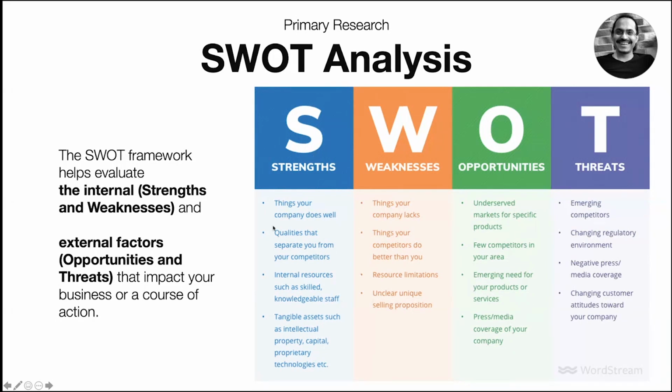So let's see what's mentioned here. Strengths are things your company does well, qualities that separate you from your competitors, internal resources such as skilled, knowledgeable staff, and tangible assets such as intellectual property, capital, proprietary technologies, etc. And weaknesses are things your company lacks, things your competitors do better than you, resource limitations, and an unclear unique selling proposition. So these are strengths and weaknesses.